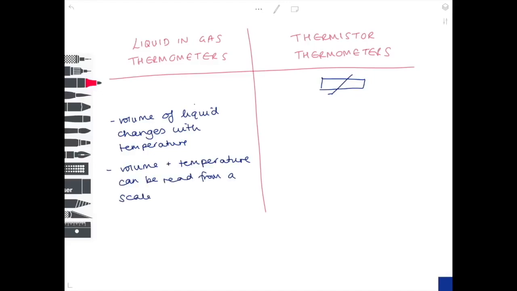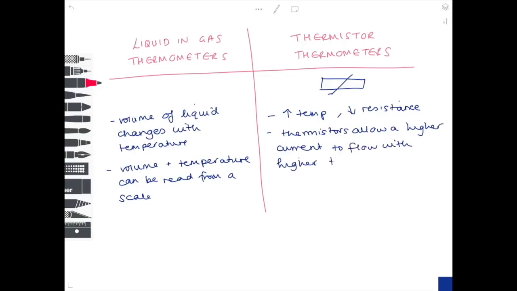With a thermistor thermometer, now remember, with a thermistor, when you have increased temperature, you see a decrease in its resistance. And crucially, a thermistor allows a high current to flow with high temperature. And when this current flows at a high level, it can be detected and displayed on a screen. So that's how you actually read the temperature.